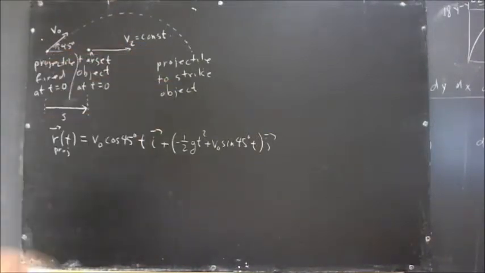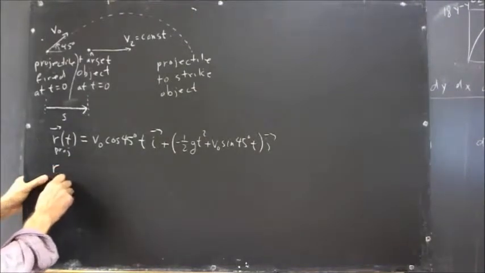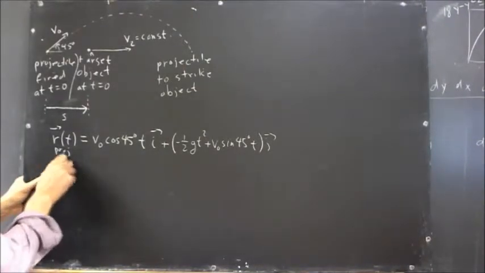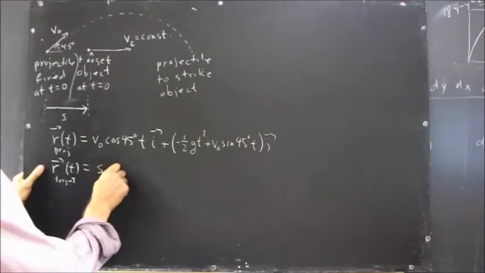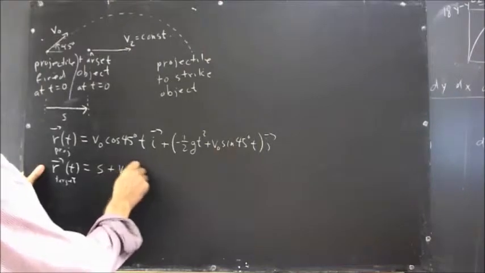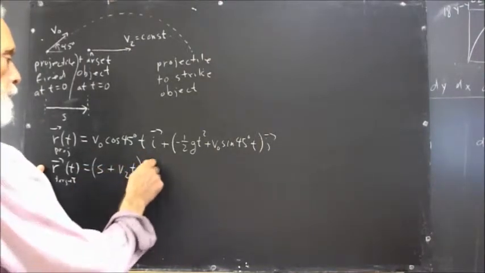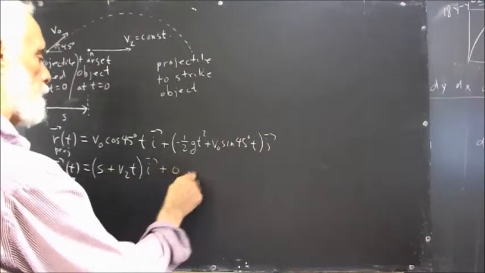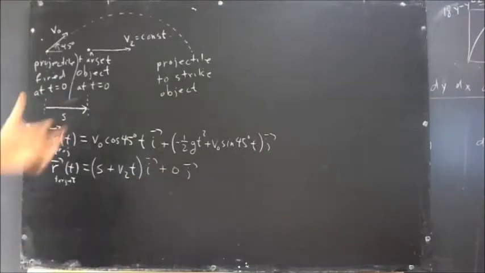Now, what about the target object? R, the target, is what? We have an initial position, S, and a constant velocity v2, which we multiply by t, and it stays on the level ground presumably, so we have 0j. There's never any j component to this position.